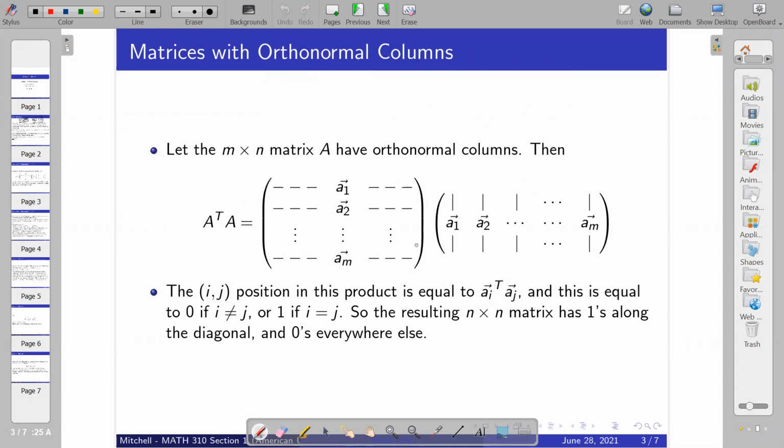aj. So basically what we're saying is if you want to figure out what's in position ij in this matrix, just take row i and multiply it by column j. So in the 2, 2 position, you take A2 transpose times A2. But if the vectors are orthonormal, then A2 transpose times A2 is 1. If you try to figure out what's in the 2, 1 position, then A2 times A1 is equal to 0 by definition. So the resulting matrix has 1s along the diagonal and 0s everywhere else.